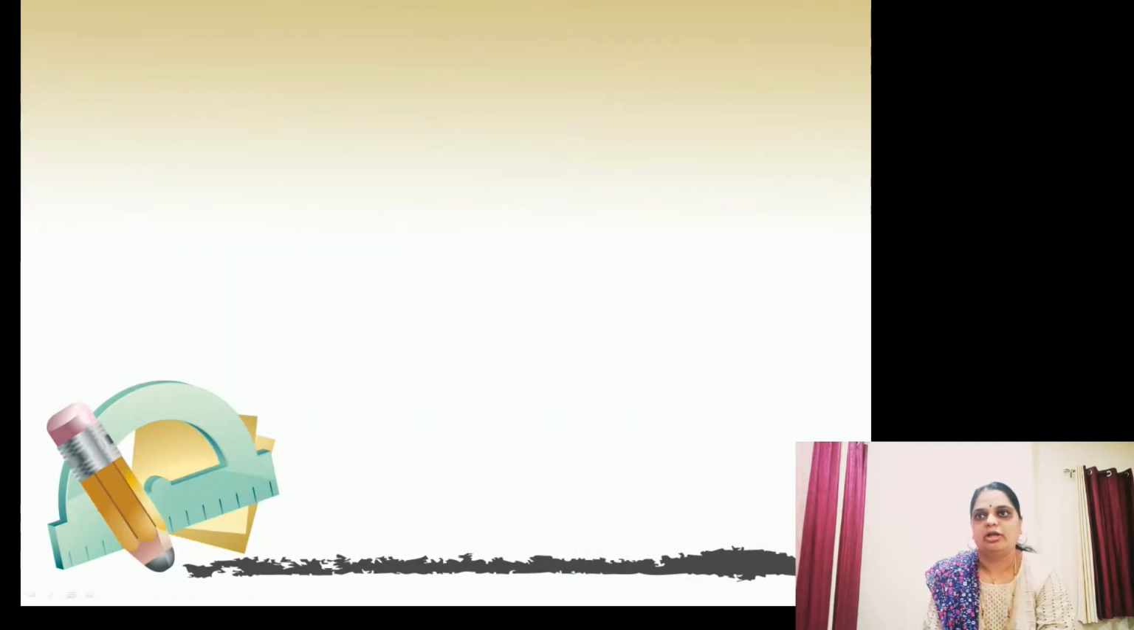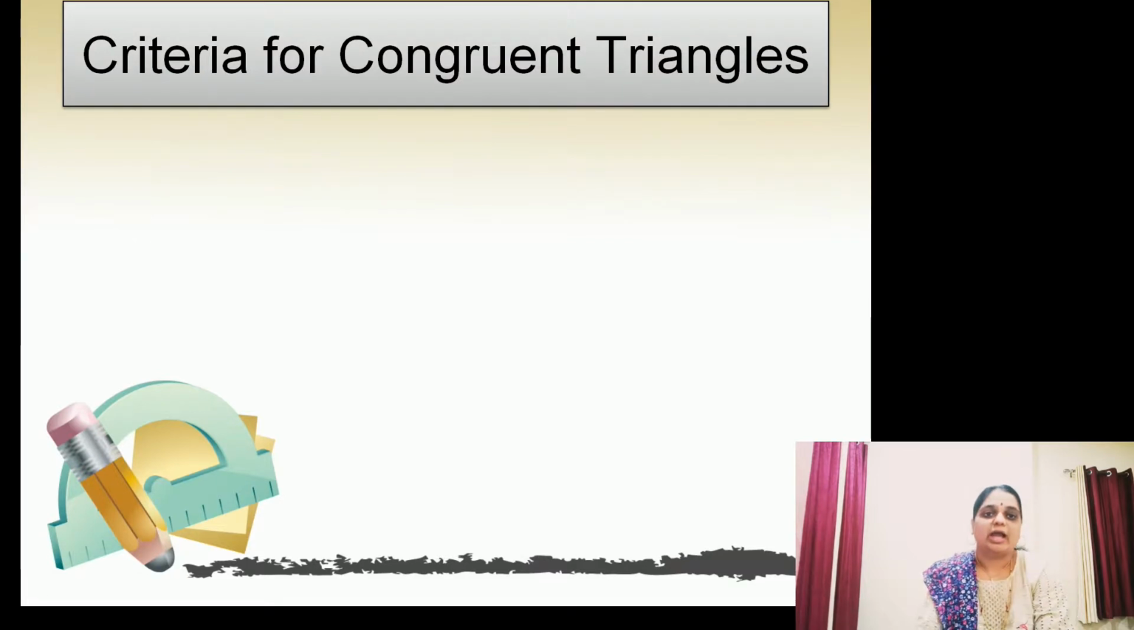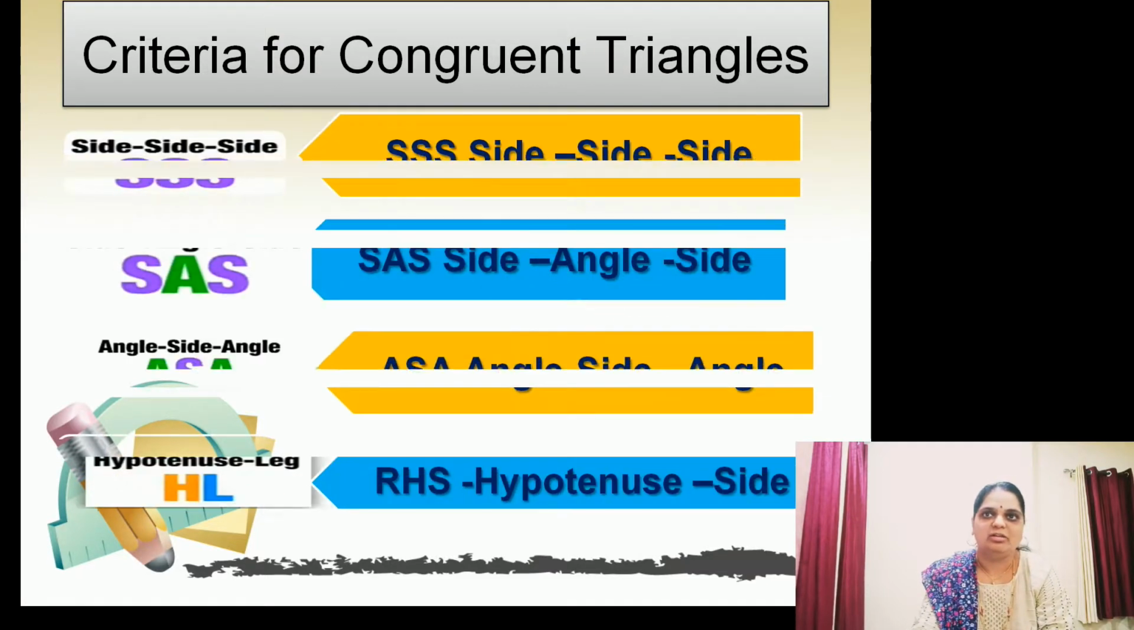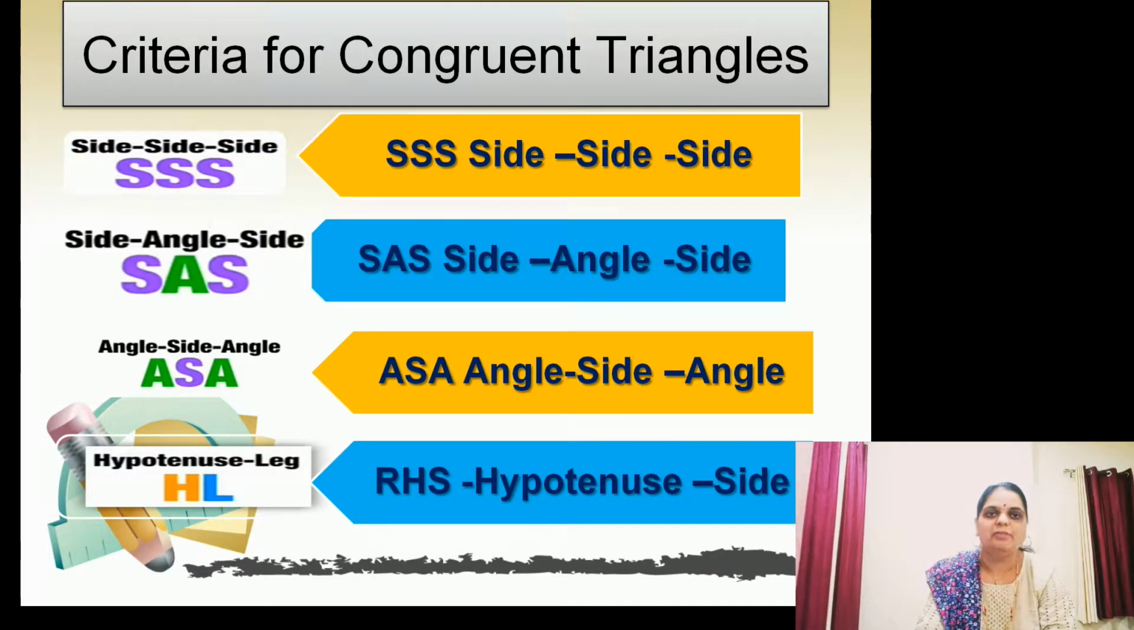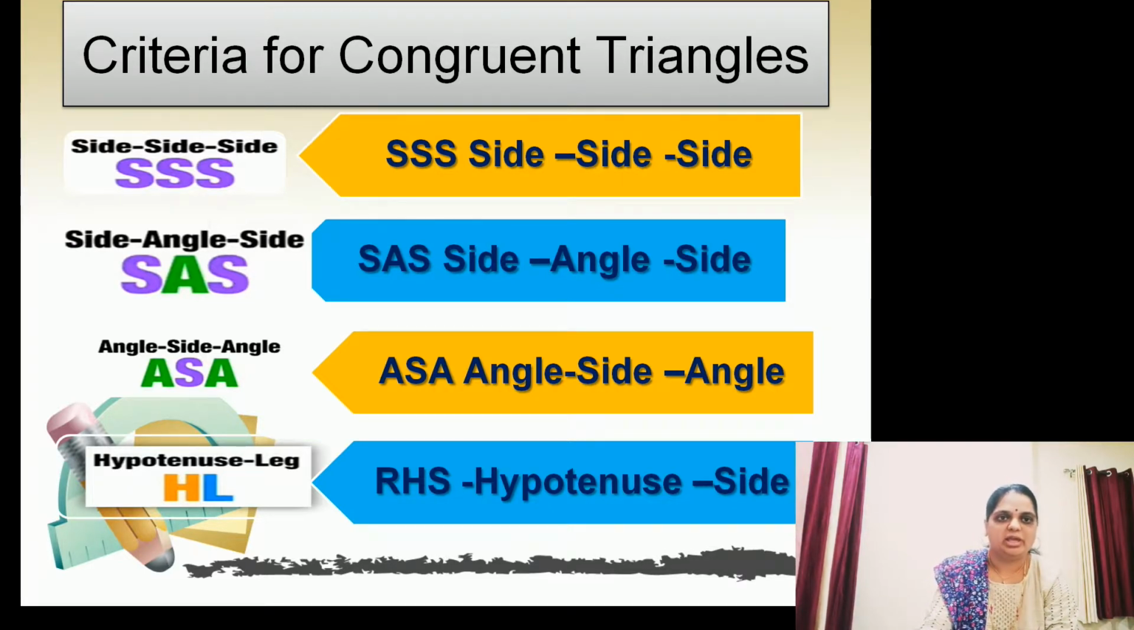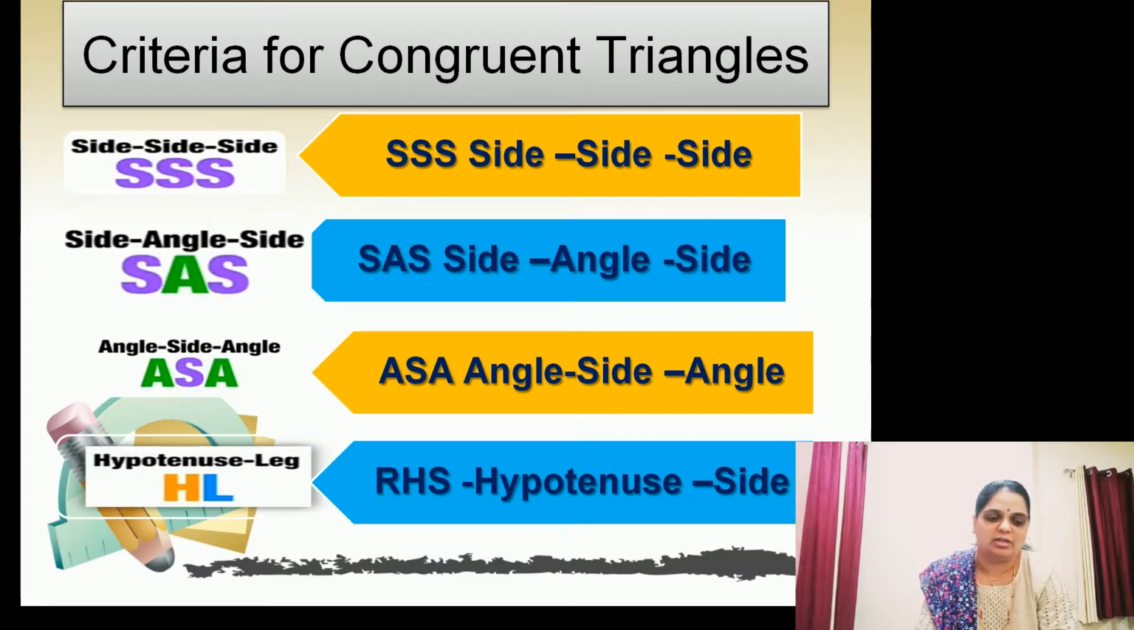Criteria for congruent triangles. Here we see the criteria tests for congruent triangles. There are 4 tests. First is SSS, the side side side test. Second is SAS, the side angle side test. Third is angle side angle, that means the ASA test. And fourth, RHS, the right angle hypotenuse side test. We also call it the hypotenuse leg test, that is the HL test.